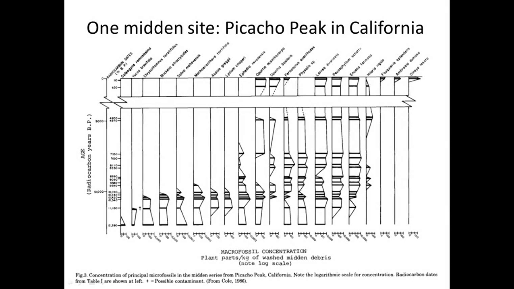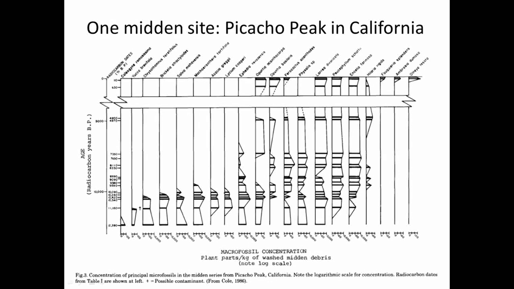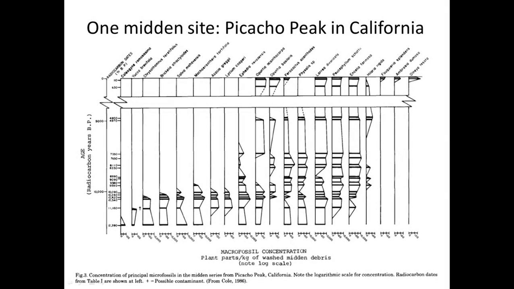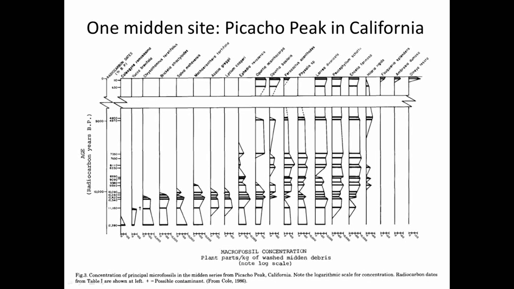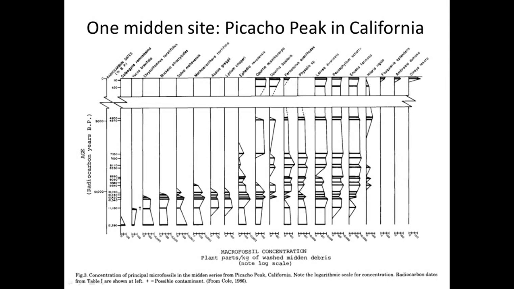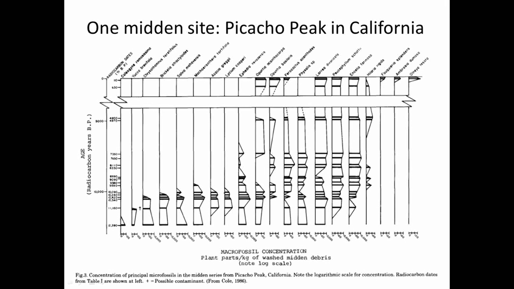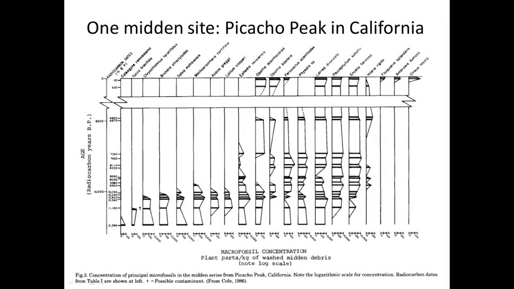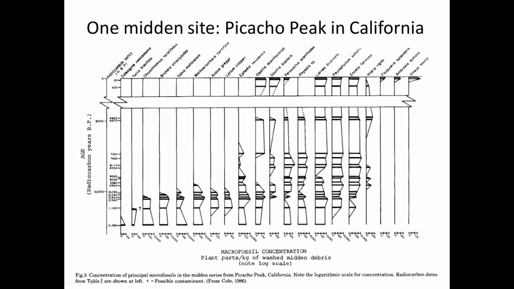And then on your y-axis we have the age, so they were able to radiocarbon these sites and figure out the age. So the furthest back we have for this particular site is about 12,390 years old, all the way to present, basically. And so you can see that each one of these columns is a different species, and each of these species is responding very differently to time.